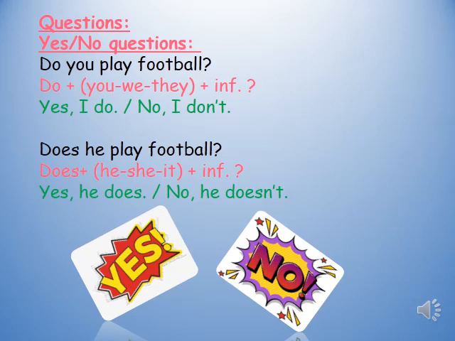Okay, my star? So when I ask a question with do or does, the answer will be yes or no. Do plus you or we or they plus infinitive and the question mark. Does he or she or it plus infinitive plus question mark. Okay, my star, this is the meaning of yes or no question. And how do I form a question using do or does?